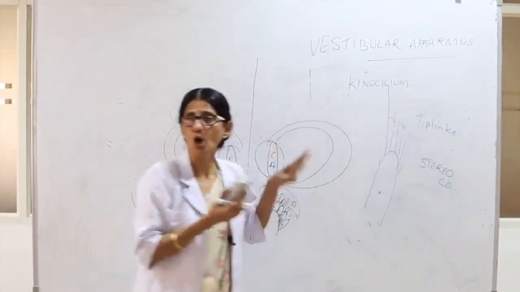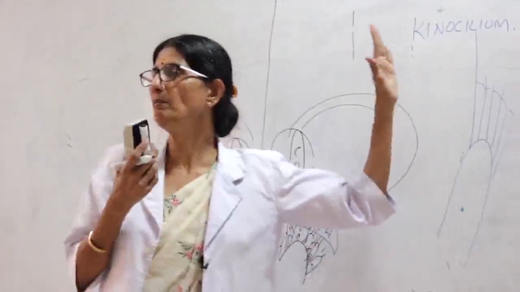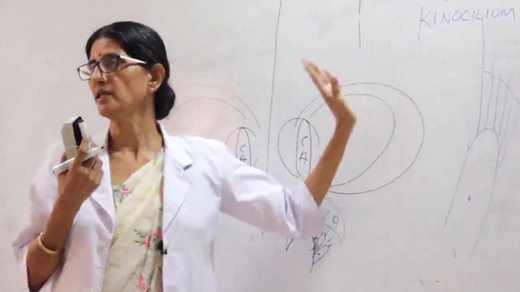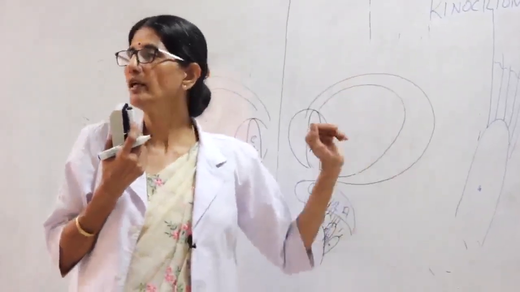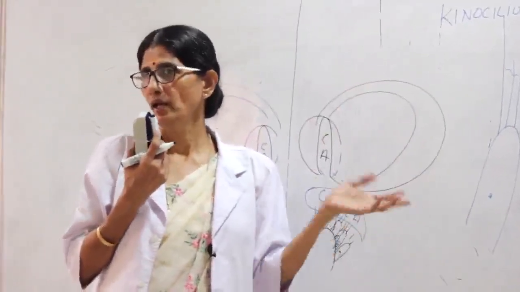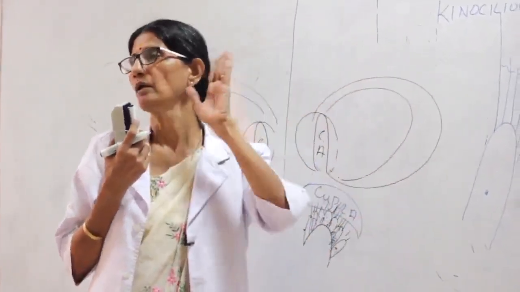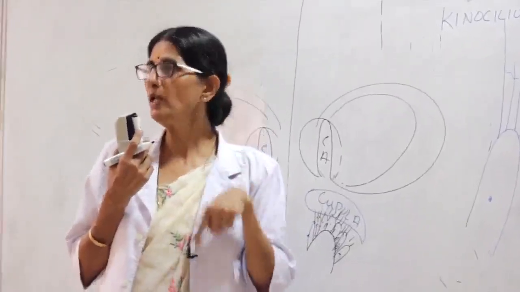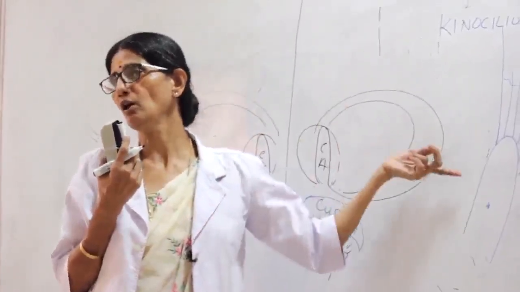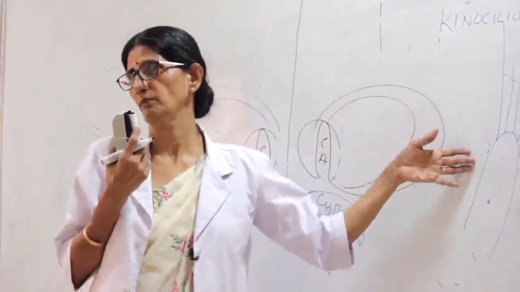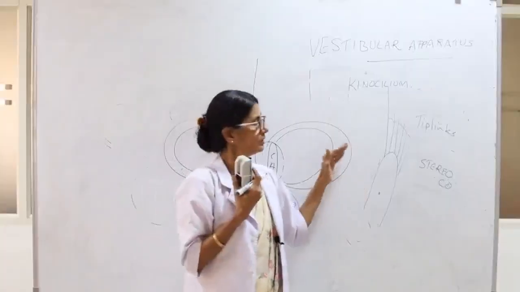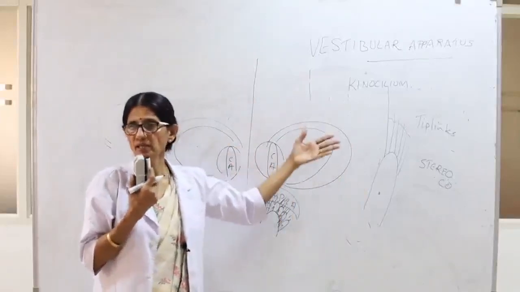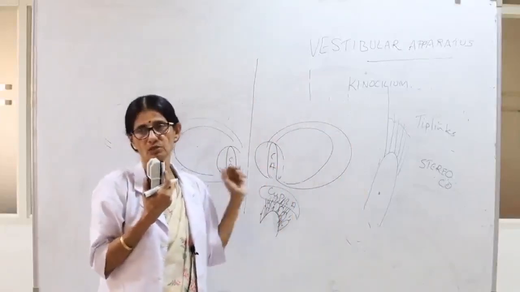Now when you learn about audition, there also it is the same hair cells which are acting as the receptors. So these are actually mechanoreceptors, where a distortion or a displacement of the hair cells will be stimulating or giving rise to an action potential. So when we learn about the mechanism, we will come to know what is the stimulus for these receptors.